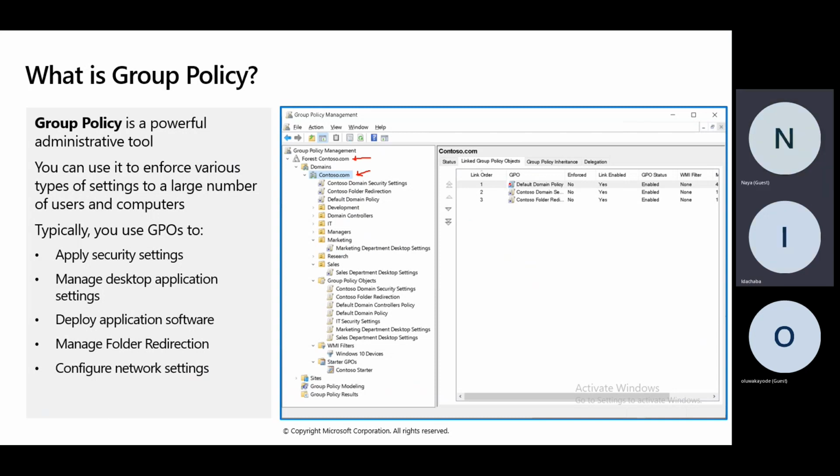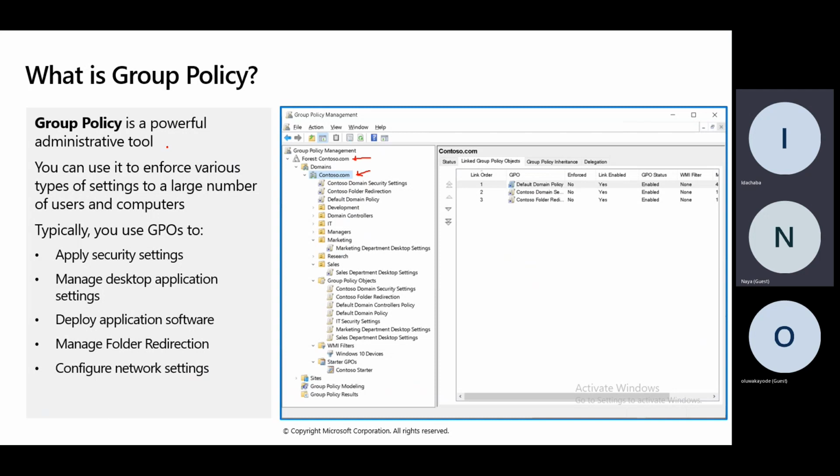So here we have link group policy inheritance. Here you have default. Whatever this contoso domain is saying is enabled. Whatever this policy is saying is enabled. So let's look at it. What is group policy? Look at the words they use. They say it is a powerful administrative tool.